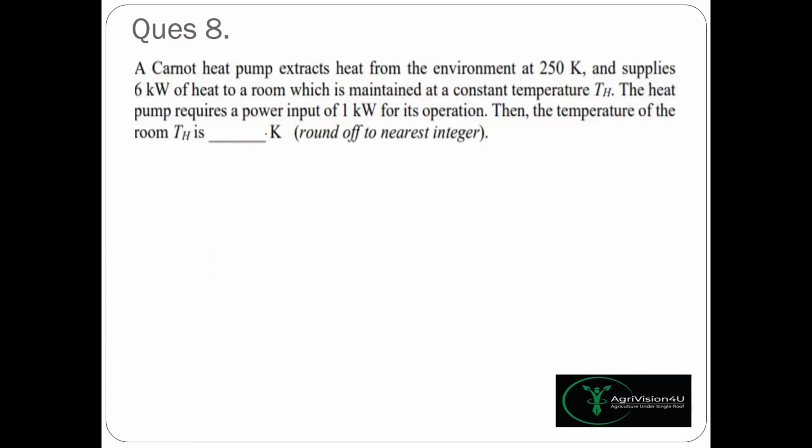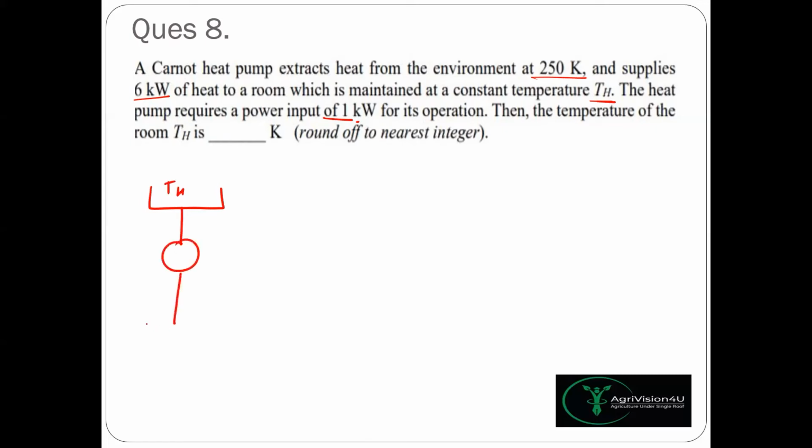A Carnot heat pump extracts heat from the environment at 250 Kelvin, okay, and supplies 3 kilowatts of heat to a room which is maintained at a constant temperature TH. The pump requires a power input of 1 kilowatt for this operation. Then the temperature TH. Okay, fine. So we need to find out the temperature TH.